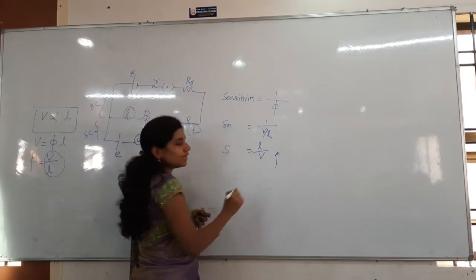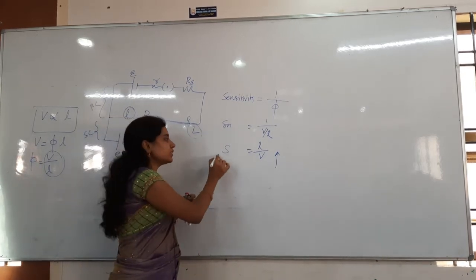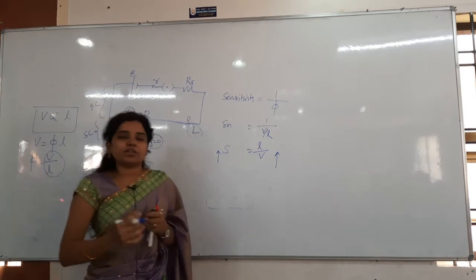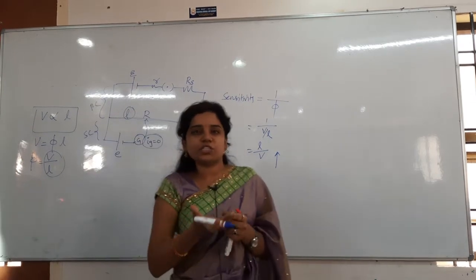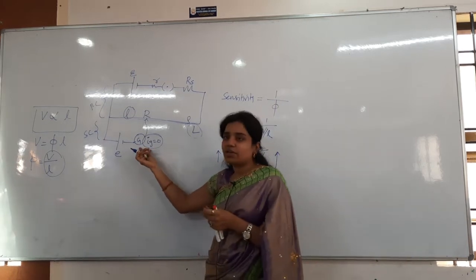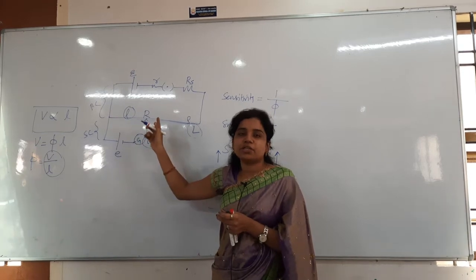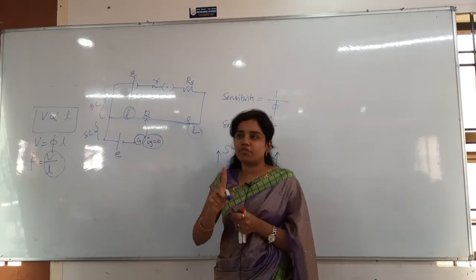Whenever I increase the length, then what happens? Sensitivity also increases. If more sensitivity is there, that is more advantageous for us. So that is why in the potentiometer we use a long wire. The wire of the meter bridge is only how much? 1 meter.